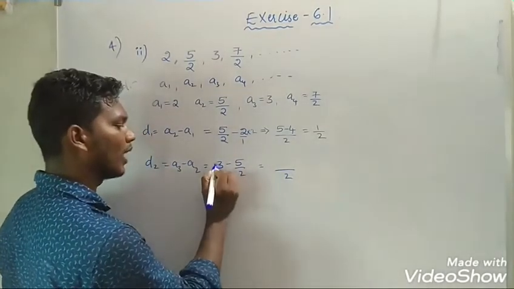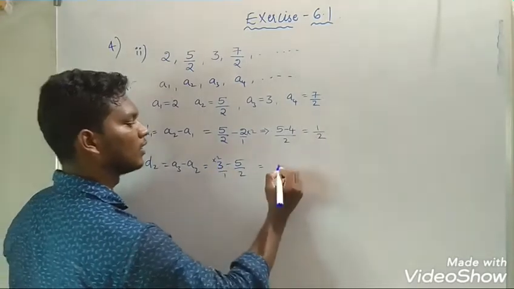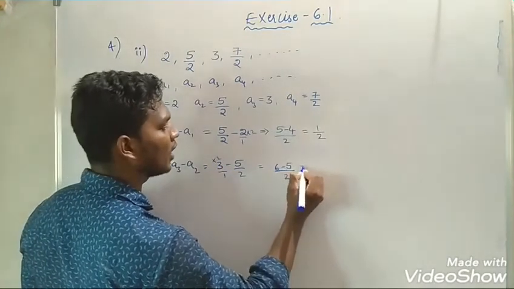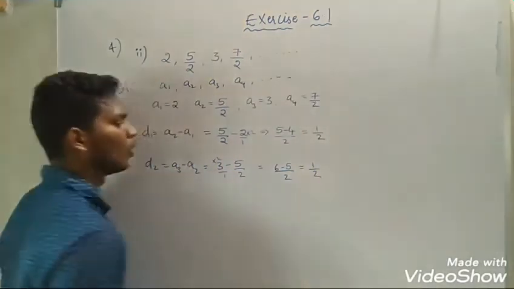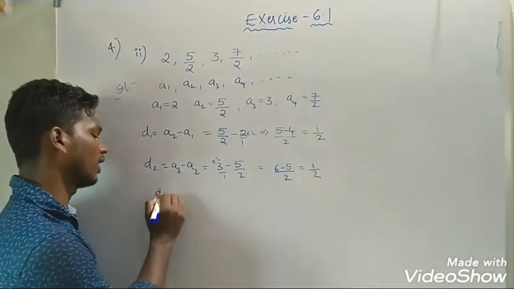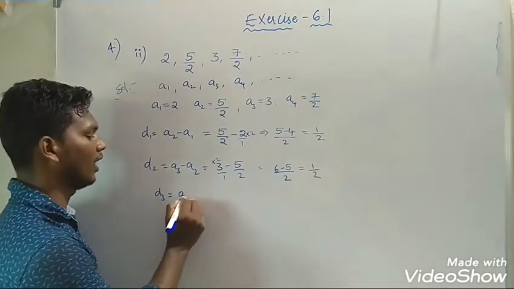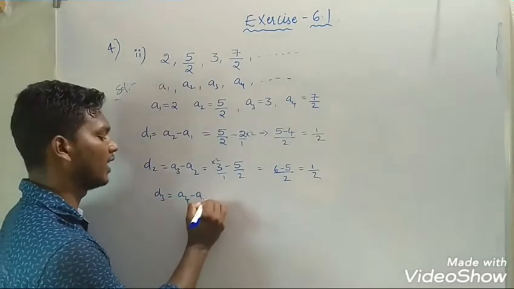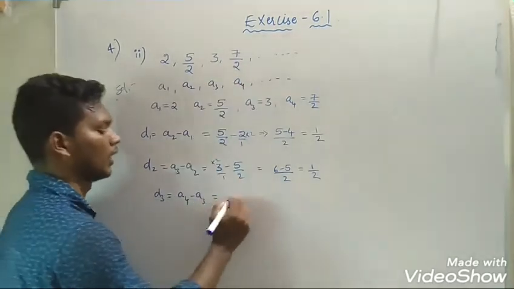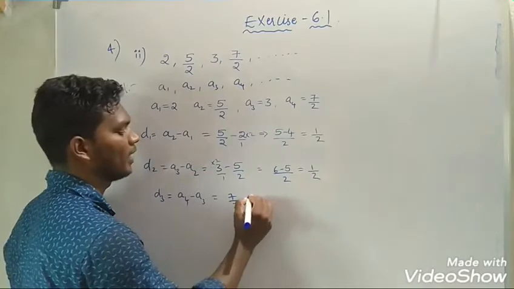So in one table 2 times, so 3 2s are 6. So 6 minus 5 will be 1 by 2. Okay friends? So now just check for the common difference for the third term and fourth term. So A4 minus A3, right? So A4 means 7 by 2 and A3 means 3.